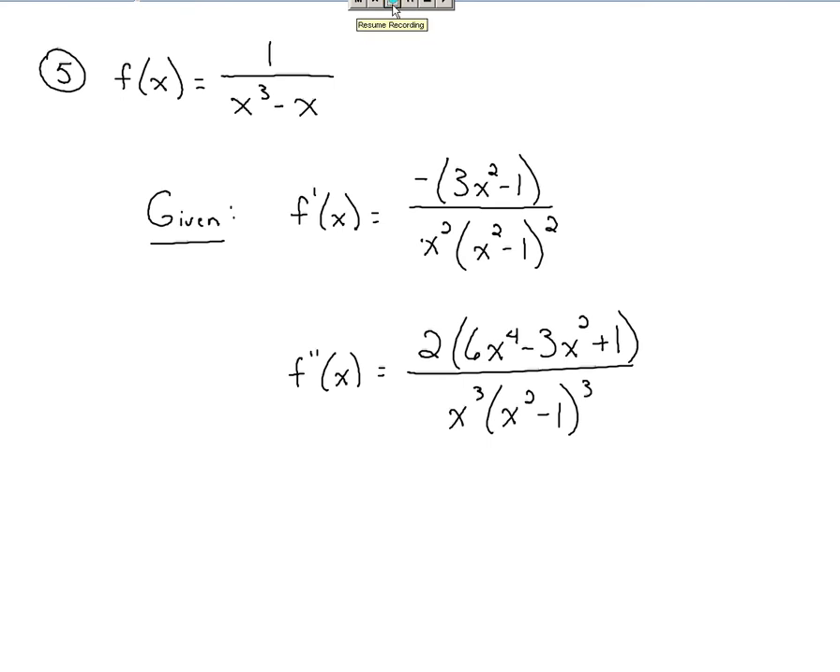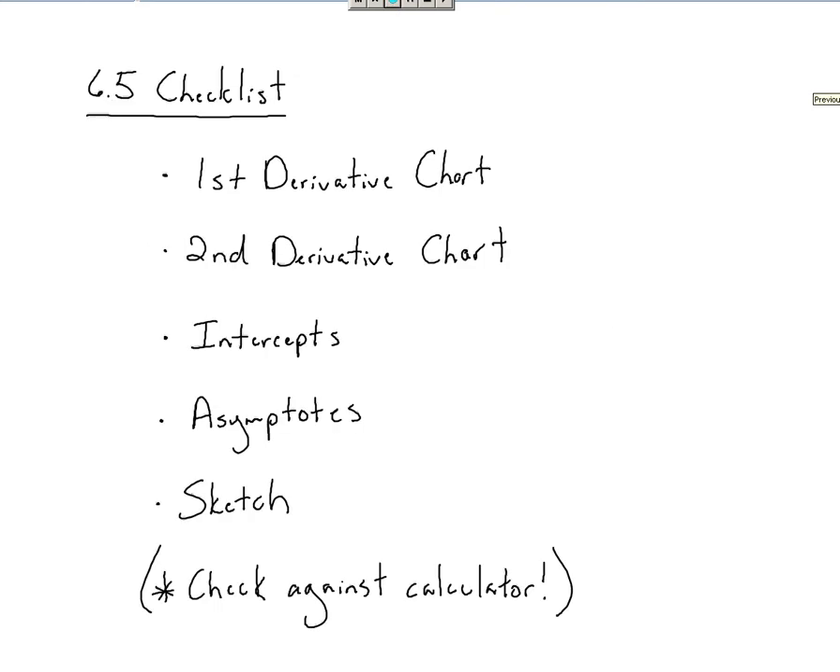Got a rational function here on number 5, and we're given the first derivative, we're given the second derivative. So, following our checklist, we're going to start with the first derivative chart. We're going to move on to a second derivative chart. We'll look at intercepts, we'll look at asymptotes, and ultimately come up with a sketch.